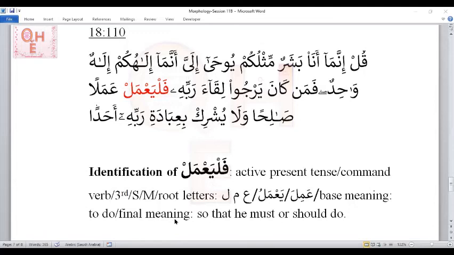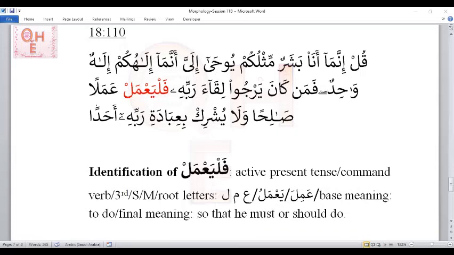So what will be the final meaning? So that, lam brings the meaning of must or should, and the doer is a he. So the overall meaning, so that he must or should do. Alhamdulillah. We went over some examples of command verbs that carry lam of command at the beginning, but they appear as lam sakina instead of lam kasra. And we also saw a few examples that carry lam kasra clearly, but those are nasb particles. That lam kasra is a nasb particle.